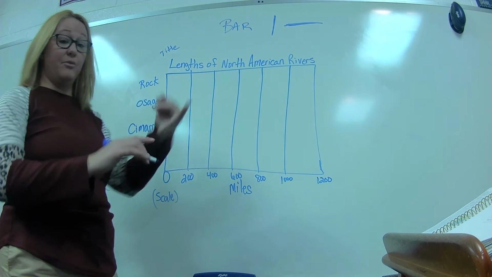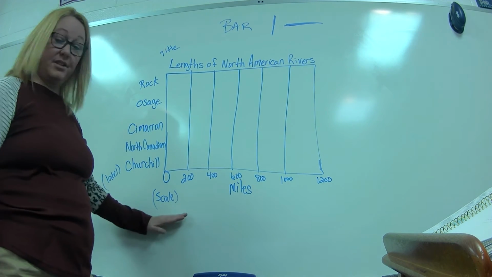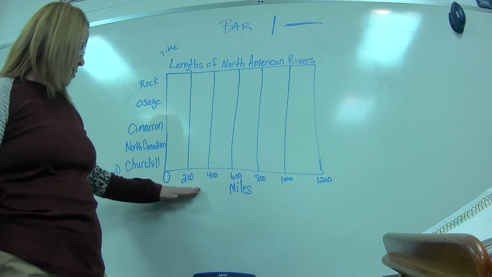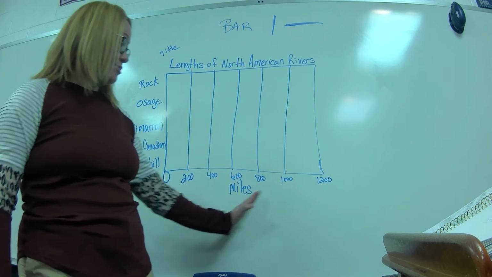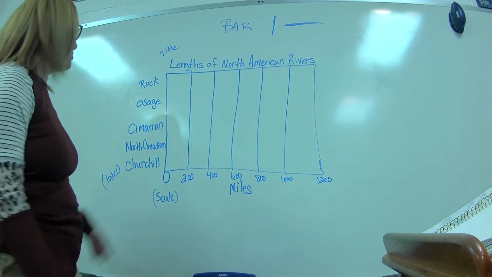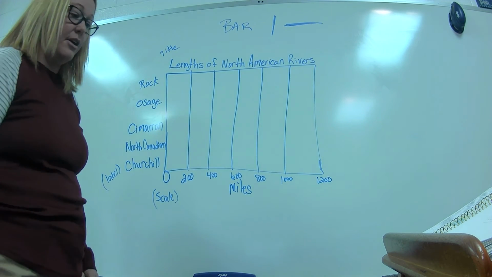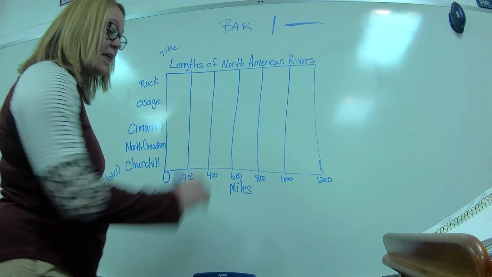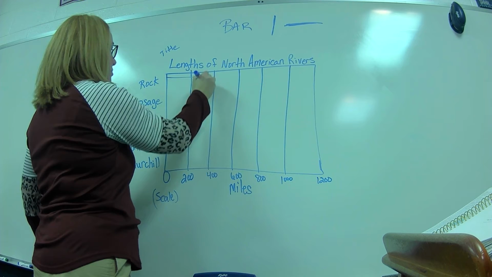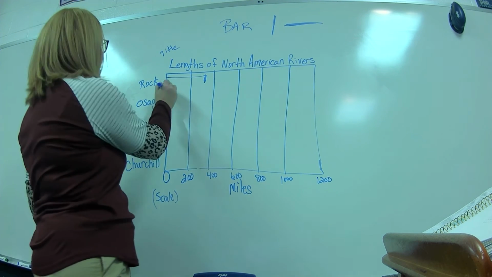Again, we're going to have a title, labels, and a scale. Now notice my scale is in miles, and every line represents 200 miles. So this is lengths of North American rivers, just some selected rivers. We have the Rock River. The Rock River is about 300 miles, so I'm going to go right in between the 2 and the 4. That means right there would be about 300.